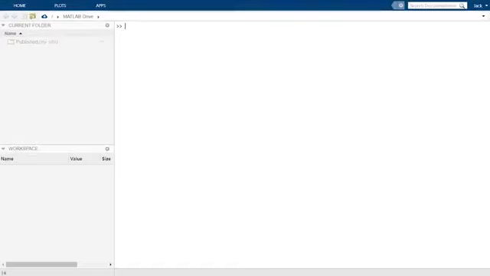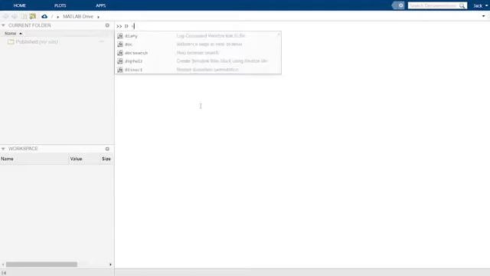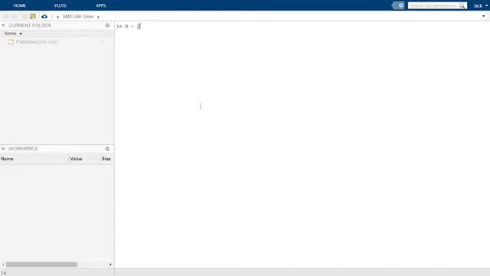Let's consider a small data set of 4 samples of a process where we measure 2 features. We define our data to be D equals [-5, 2.5; 2, -1; 10, -5; -12, 6].